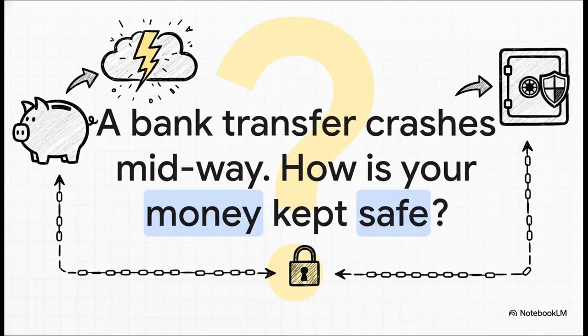So let's make this really concrete. Picture this. You're sending a friend some money. You hit send, the money disappears from your account, and then boom, the whole system crashes before it ever shows up in theirs. What happens? Does your money just vanish into the ether? How does that not happen? Well, the answer gets us to the very first promise of any good database, safety.